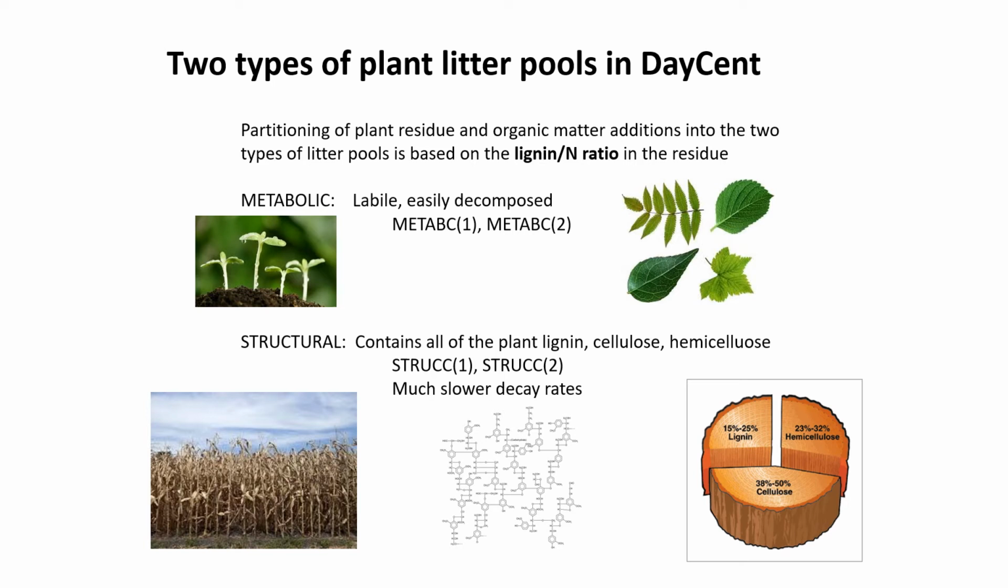So those decay slower. The way DayCent determines, if you take plant litter, what's metabolic and what's structural, is based on the lignin to nitrogen ratio. If a plant is very low in lignin and high in nitrogen, that's a smaller ratio, and that would be the metabolic component of that dead plant litter. Versus if plant litter has a lot of lignin and not so much nitrogen, a high lignin to N ratio, then that material would be referred to as structural material.